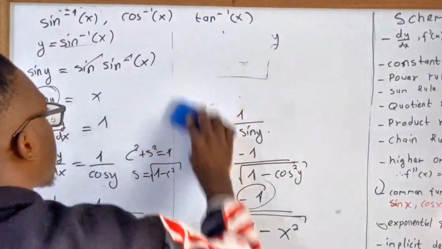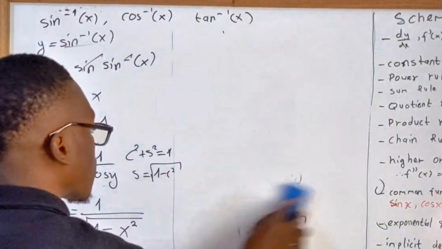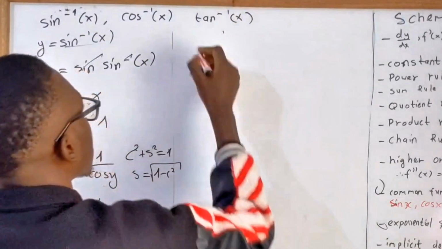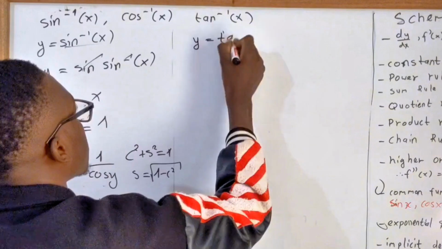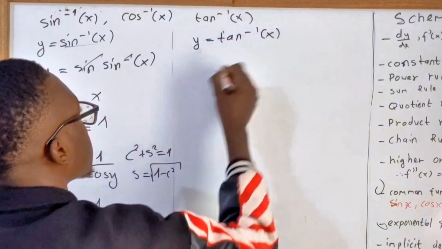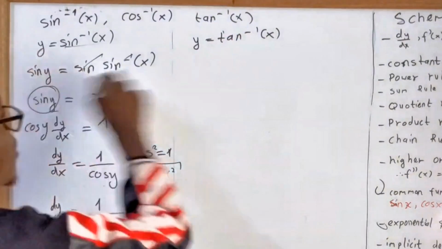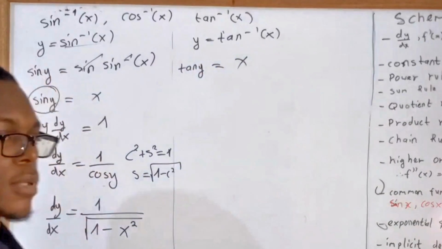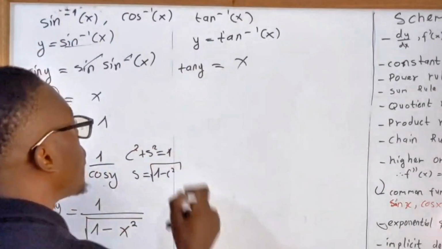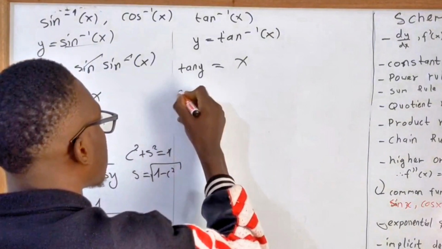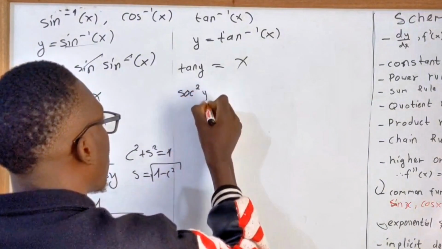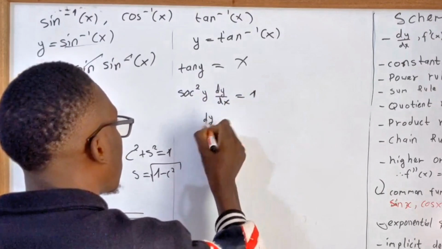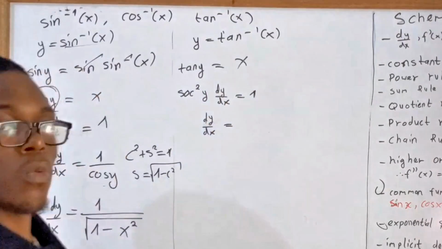In case you have a tan, let's just erase this one again. You have y is equal to tan inverse of x. Therefore, we can apply the tan on both sides. That will be tan y is equal to x. Hope you know why we put this like this. If we differentiate tan y, we are going to have sec squared y dy over dx is equal to 1. Therefore, dy over dx is equal to 1 over sec squared y.